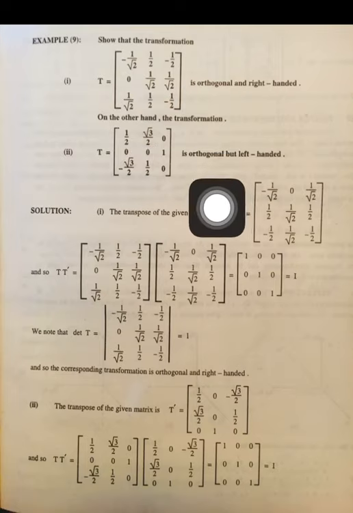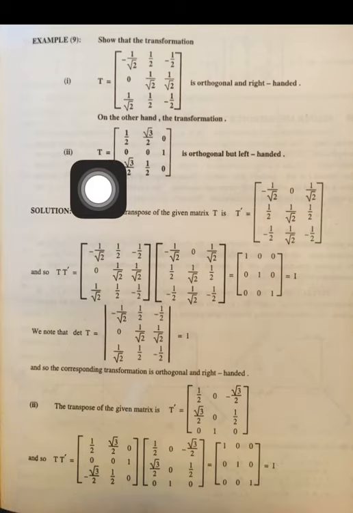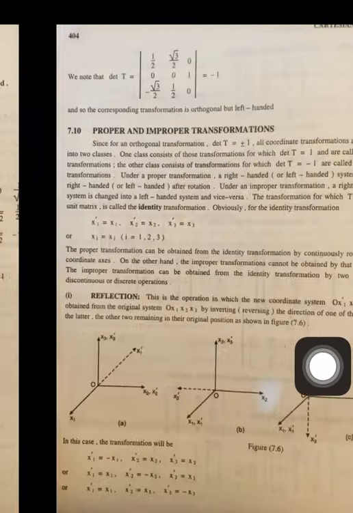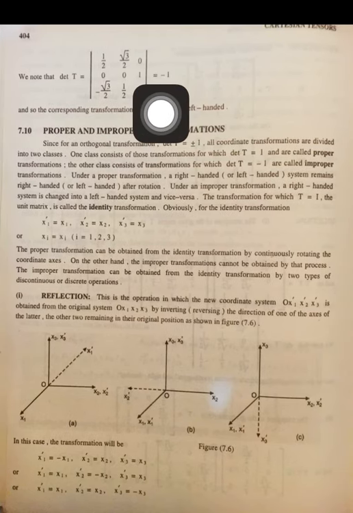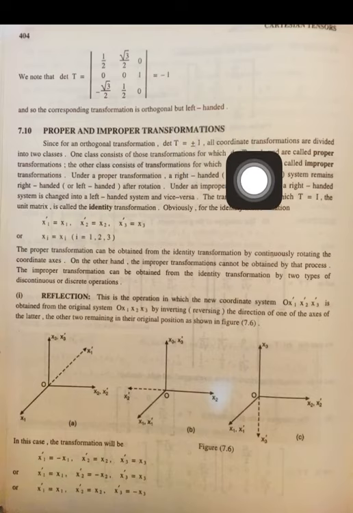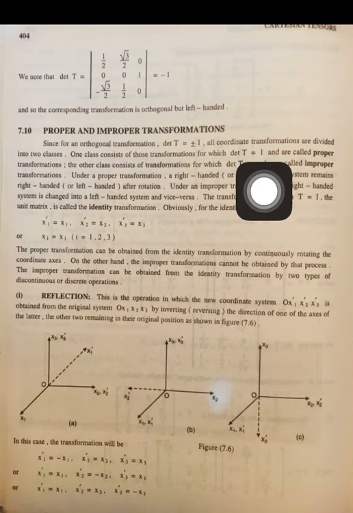Now in the further step, I am taking the determinant of T. While taking the determinant, the result is equal to -1. That means the transformation is orthogonal, but it is left-handed. So this is the basic concept of orthogonality, and how to check whether the transformation is orthogonal and also left-handed or right-handed.